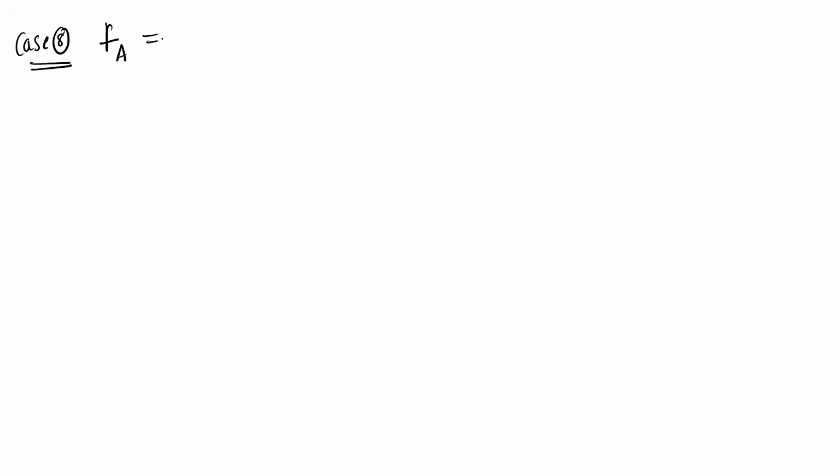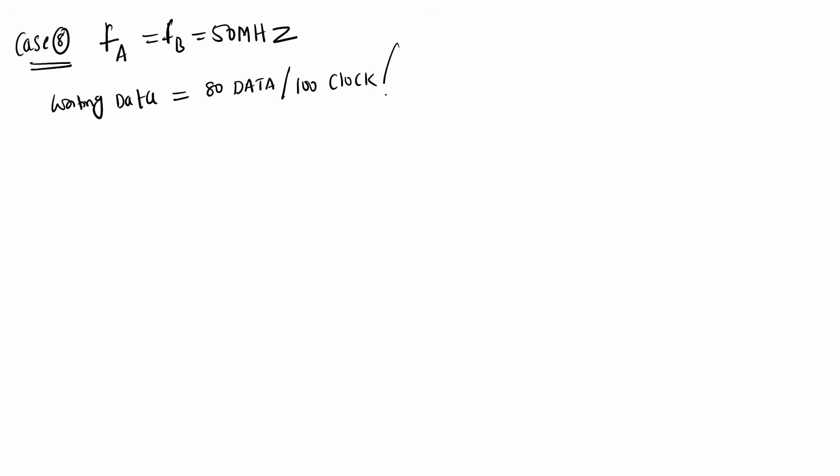FA equal to FB, let us take the same, only 50 megahertz. And writing data is given in a different way: 80 data out of 100 cycles, 100 clocks. In this, what are randomizing? That means 20 data are randomizing, randomization of 20 data.